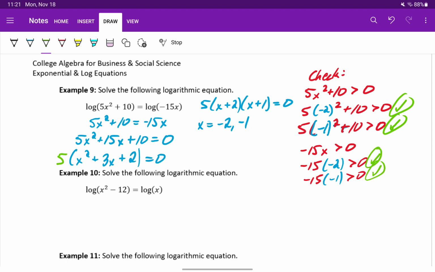We ended up with two potential solutions. We checked each of those in each of the logarithmic statements to make sure we wouldn't be taking the log of 0 or anything smaller than that. We get positive results in each case. So in this case, both negative 2 and negative 1 are valid solutions to this logarithmic equation.